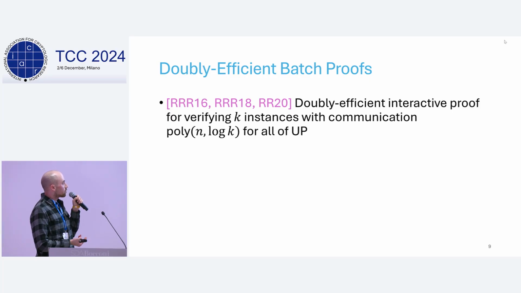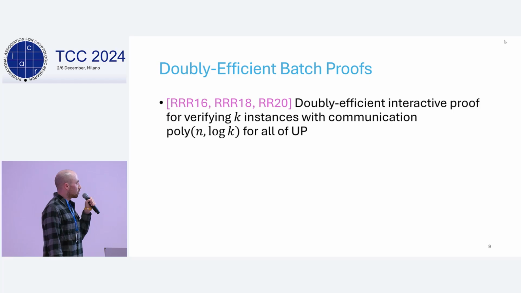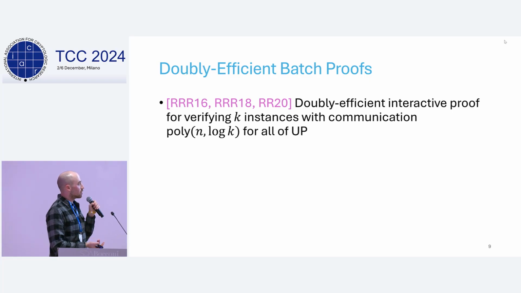And their proof, essentially there was a long line of works concluding with a paper by the Rothman brothers that showed such doubly efficient proofs for all of UP with the same communication complexity as before, also polylog k. And UP here means just the subclass of NP where yes instances have unique witnesses.